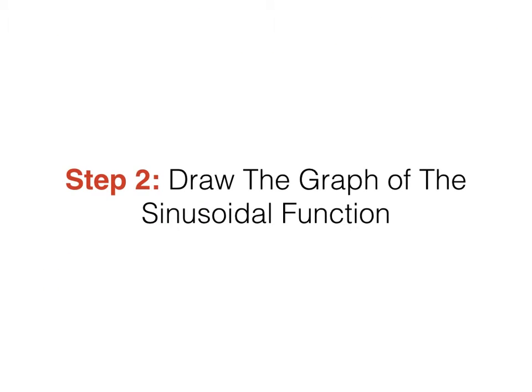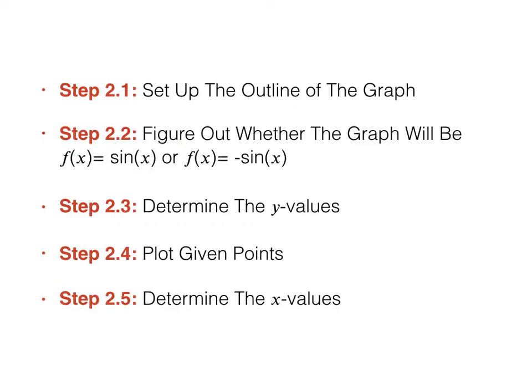Step 2. Draw the graph of the sinusoidal function. To draw the graph of the sinusoidal function, we will follow a few set of steps to make sure we are correct. Step 2.1. Set up the outline of the graph. Step 2.2. Figure out whether the graph will be f(x) equals sin x or f(x) equals negative sin x. Step 2.3. Determine the y values. Step 2.4. Plot given points. Step 2.5. Determine the x values.